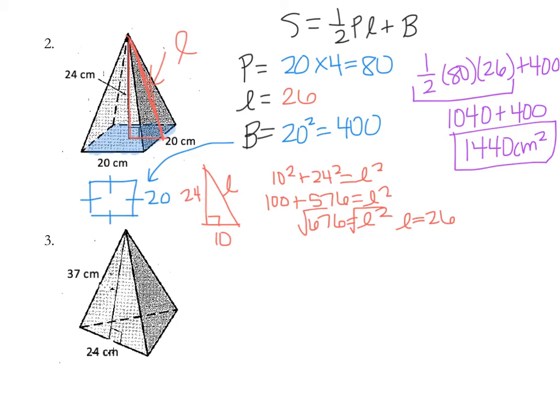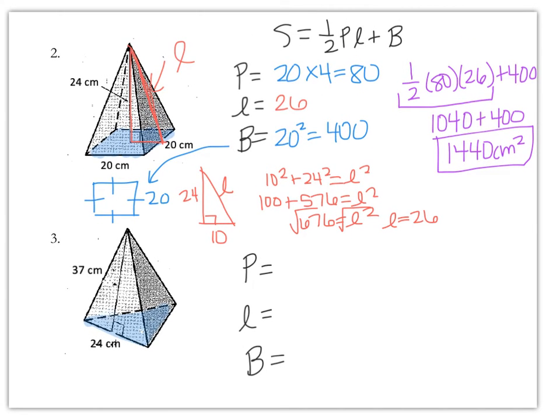Alright, we're just going to try one more. This one's slightly different because right away what you should notice is it has a different shape on the base. The base is actually this triangle. So let me write out, I know we're going to need P, L, and B. P, I'm looking at that shape. That shape's a triangle this time.